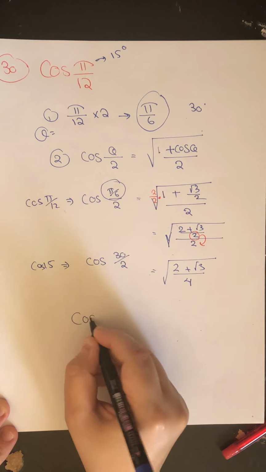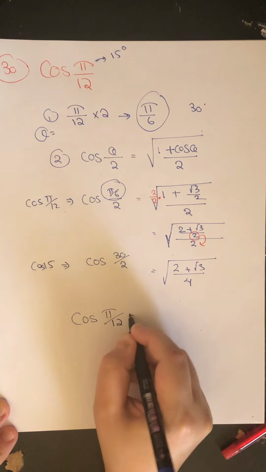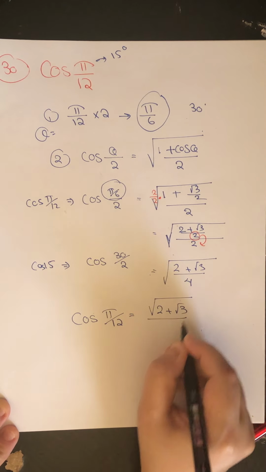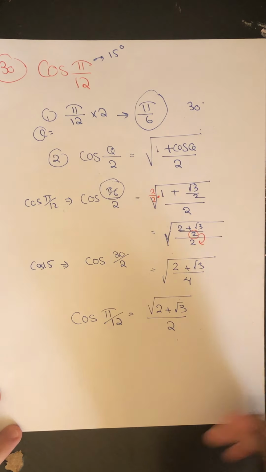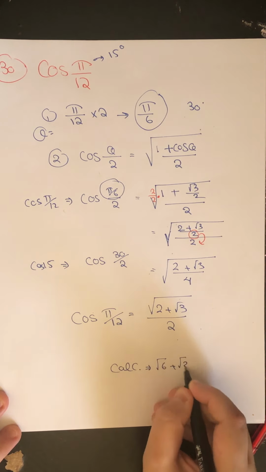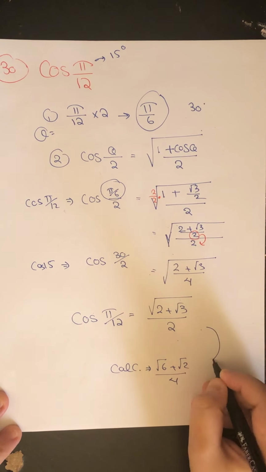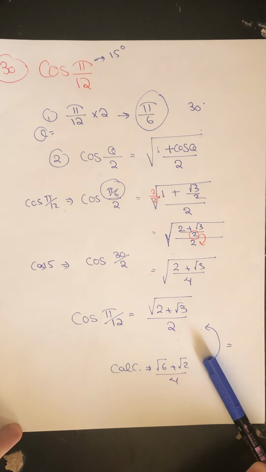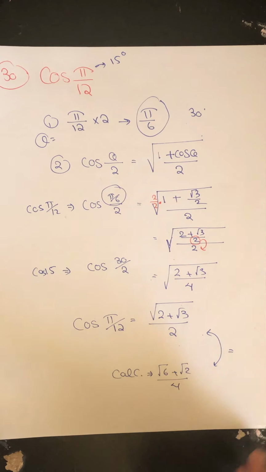So the final thing is cosine pi over 12 is equal to root of 2 plus root of 3 over 2. Your calculator will give you root of 6 plus root of 2 over 4. And anyway, these two are equal. Try this as a decimal and that as a decimal, and you will notice that they are equal.